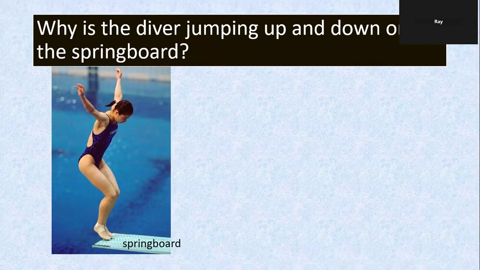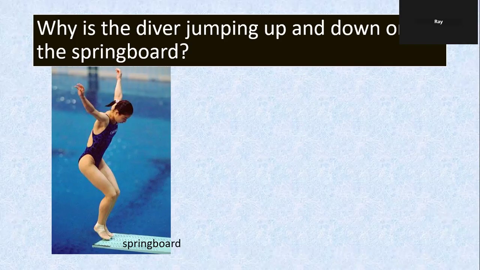Why is the diver jumping up and down on the springboard? Try to explain based on what we have just studied. Oh, I can only think of gaining momentum. More driving force?